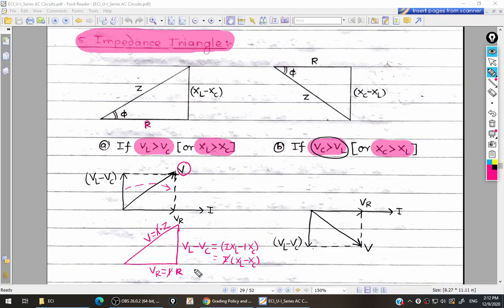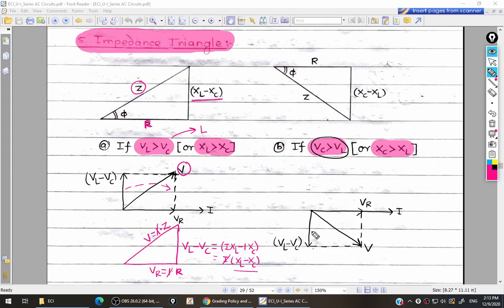R over here. So you can look at this, I am getting R over here. Then I am getting this XL minus XC. And on this side, if I is cancelled, what I am getting? Z. So this is nothing but your Z. So this is nothing but your impedance triangle for when your VL is greater than VC, meaning when your circuit is inductive, you are getting the impedance triangle like this.